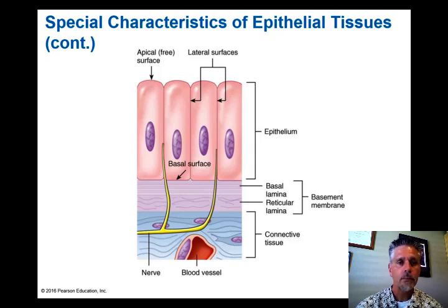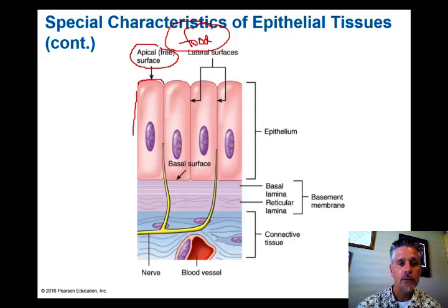So we can see these are called columnar cells. You can see they have a unique shape, but the top of the cell is called the apical or free surface, right? So this might be where the food is up here floating along or something like that. So this surface that's not attached to anything, that's what we mean in terms of free, is called the apical surface, and there's only one.